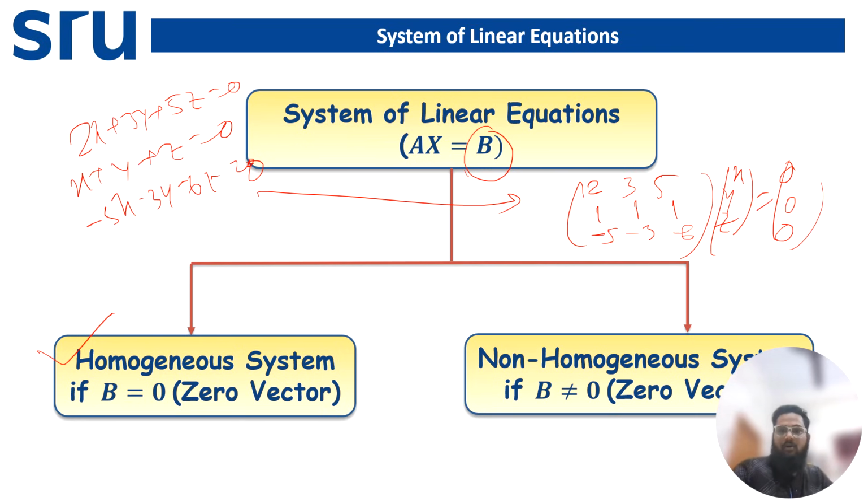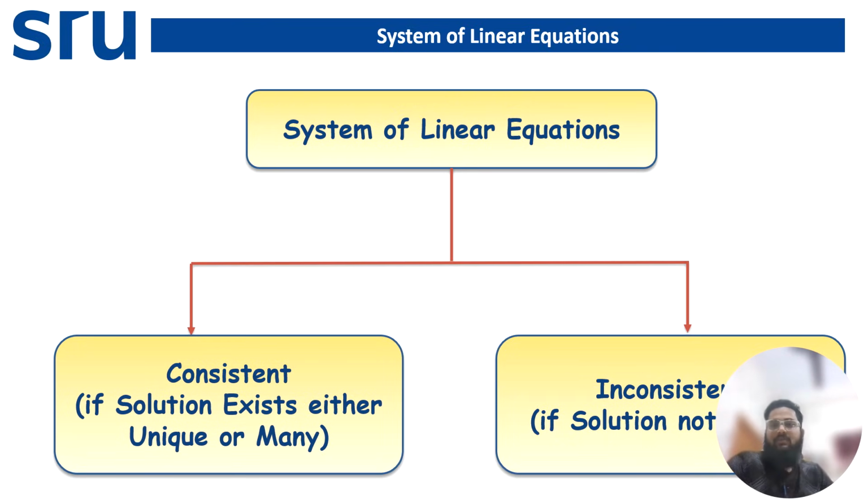If they are not all 0 at a time, suppose only this middle term is 2, so that means not all 0. That means it is not a 0 vector. If it is not a 0 vector, this equation is called a non-homogeneous equation. Clear? So if the right hand side vector is 0, it is called homogeneous. If the right hand side vector is not equal to 0, that means at least one is non-zero, then it is called a non-homogeneous system.